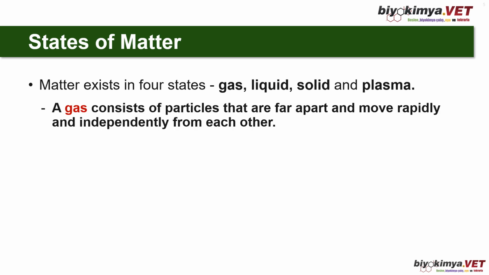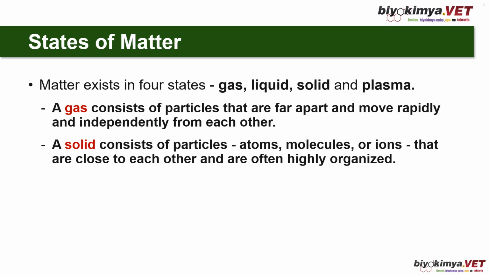A gas consists of particles that are far apart and move rapidly and independently from each other. A gas has no specific shape or volume. The particles of a gas expand to fill the volume and take the shape of the container in which they are placed. A solid consists of particles, atoms, molecules, or ions that are close to each other and are often highly organized. Particles in a solid have little freedom of movement and are held together by attractive forces. They are characterized by a regular organization. A solid has a definite volume and retains its shape independently of the container in which it is placed.